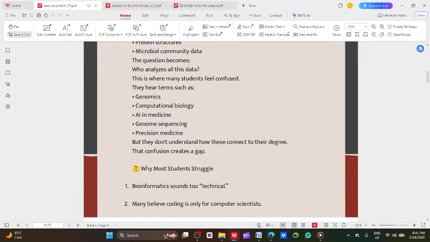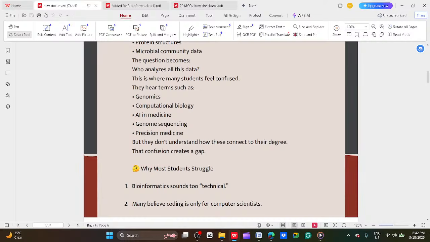So one of the reasons why most students struggle, one of the reasons that people still run away today, is that bioinformatics sounds too technical. So many people have already made up their mind that I cannot learn this course. So they will just run away, especially anytime you hear that you are going to make use of a laptop, you are going to make use of data, so many people will just run away from that.